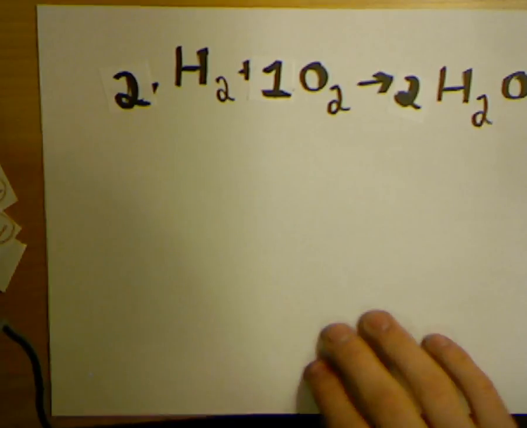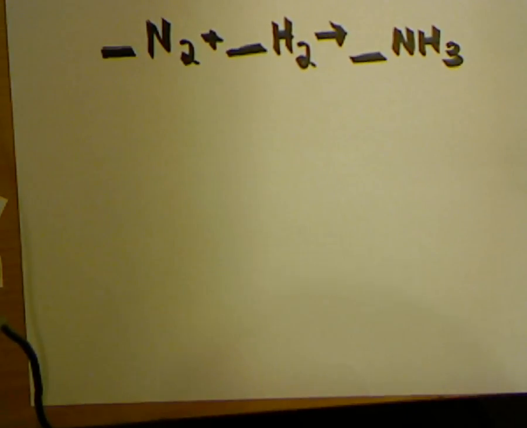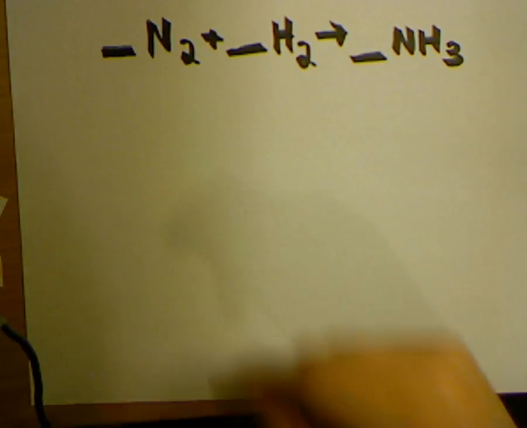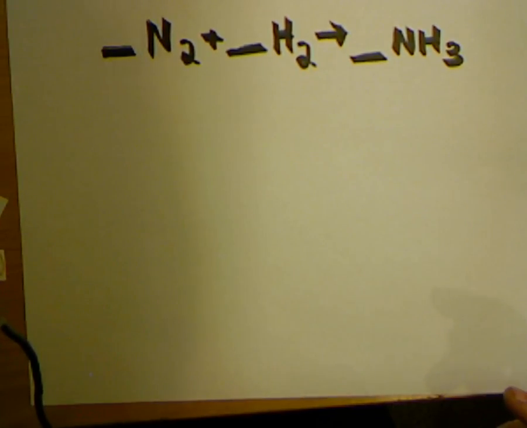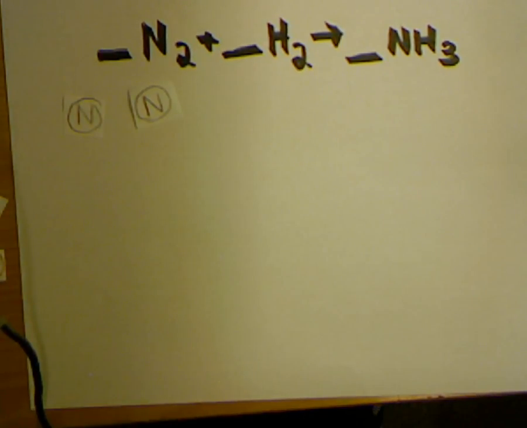Okay, so our next example is going to be N2 plus H2 to NH3. Okay, so let's look. Here we have 2 nitrogen molecules, right? There's our 2 little nitrogens. And then next we also have 2 hydrogen molecules.